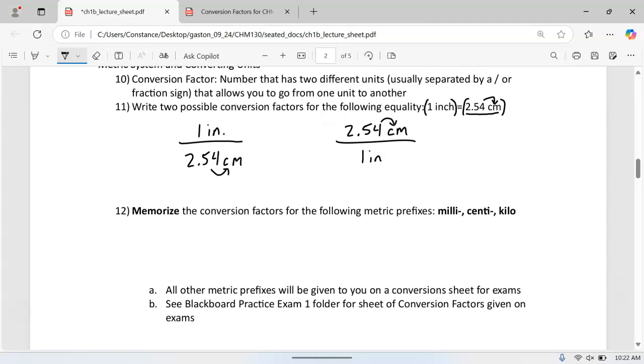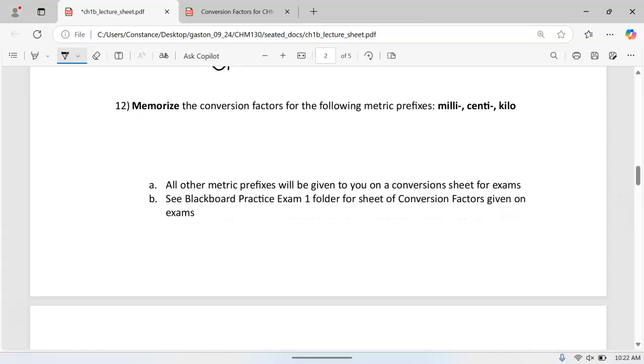Now, in this class, we're going to have you memorize conversion factors for the following 3 metric prefixes. We've got the milli, the centi, and the kilo. So, for example, 1 millimeter is equal to 0.001 meters. Now, that prefix milli is right here. Okay. And the base can change. So 1 millimeter equals 0.001 meters.